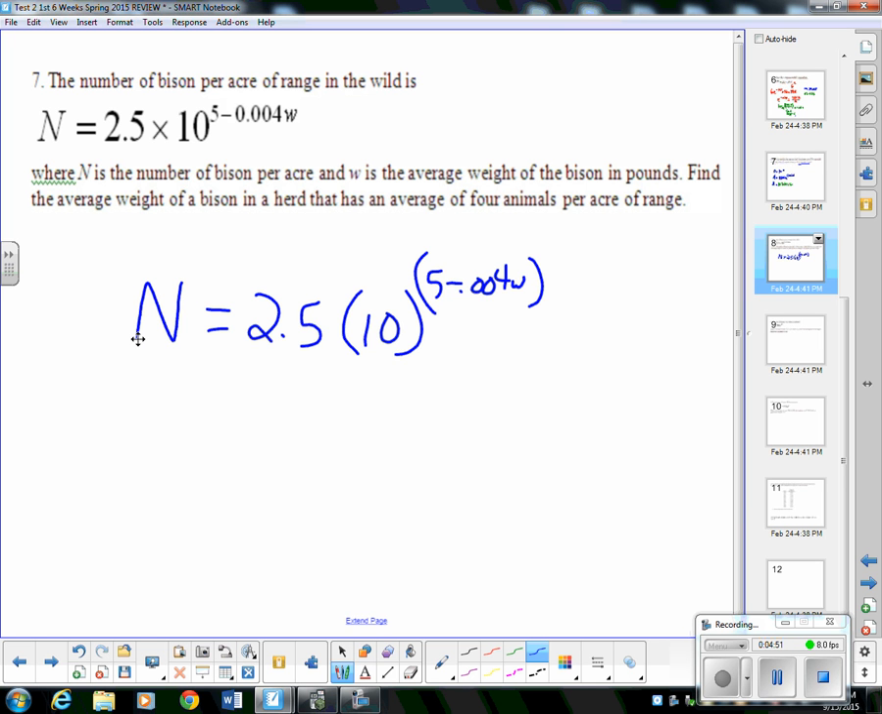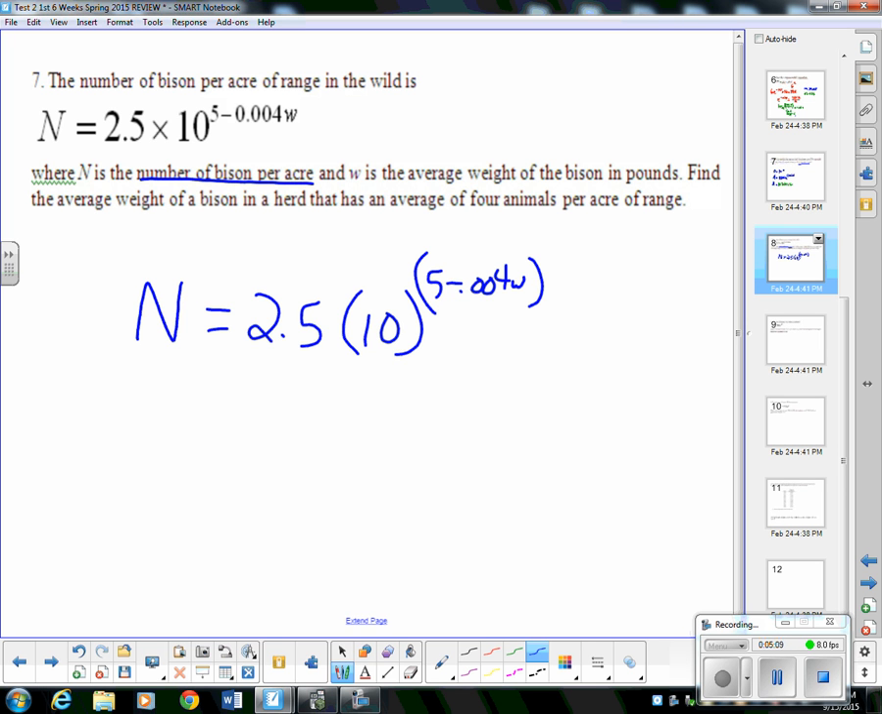Scientific notation has a base of 10 like that. Notice I wrote it just a little bit differently. All right, so we need to know what N is. Well, N is the number of bison per acre. And what is W? W is the average weight of the bison in pounds.